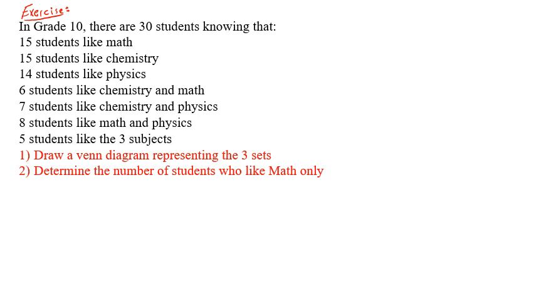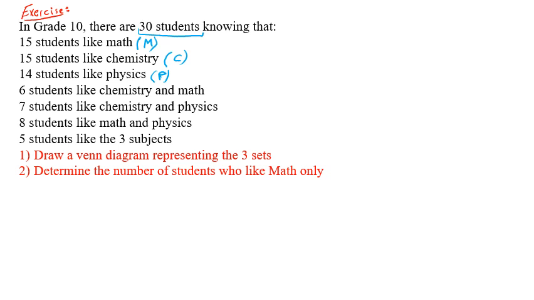Another exercise. In grade 10 there are 30 students. The total is 30 students. Knowing that 15 students like math, it is the set M. 15 students like chemistry, we will name it set C. And 14 students like physics, it is set B. And 6 students like chemistry and math, the intersection between each 2 sets: chemistry and physics, and last, math and physics. And 5 students like the 3 subjects together.